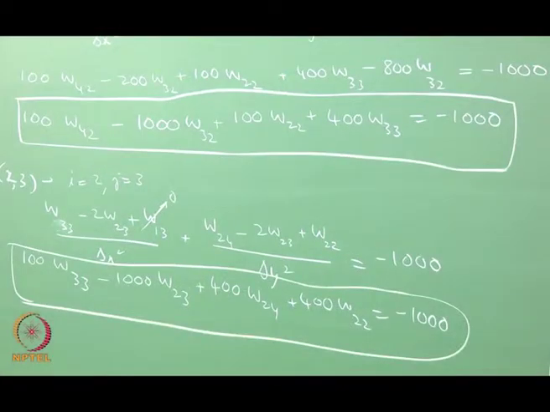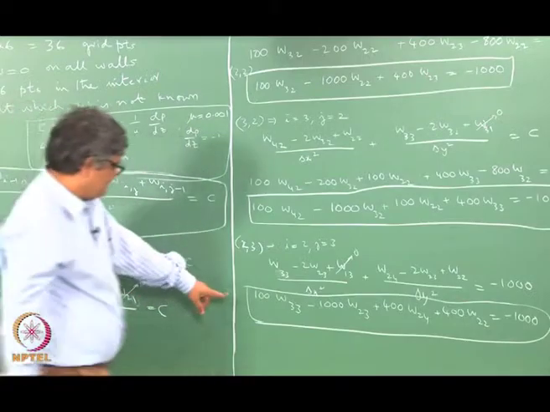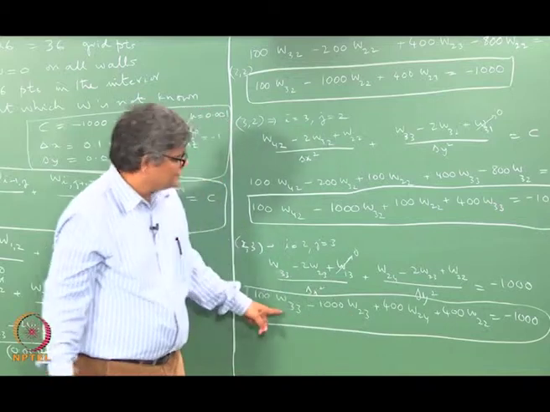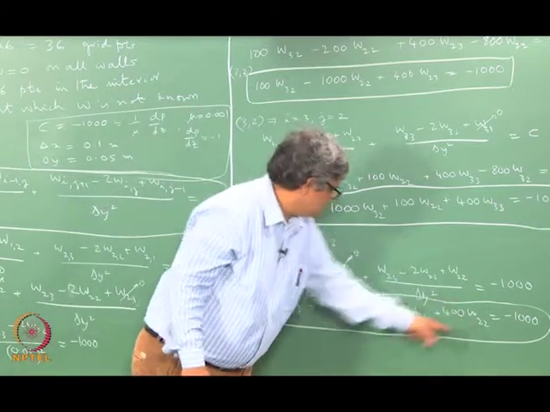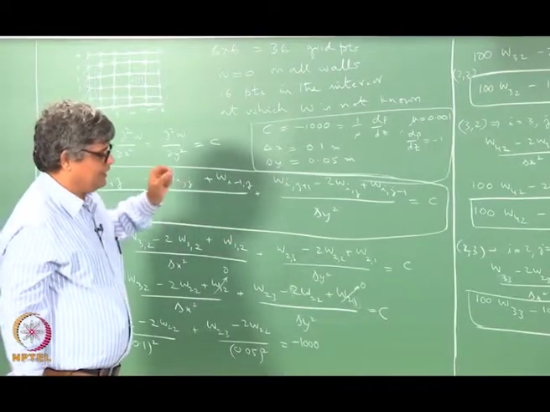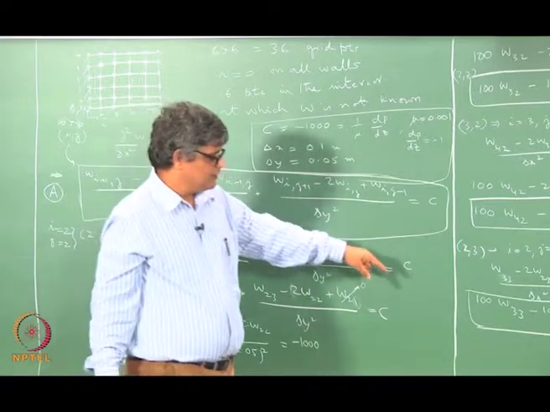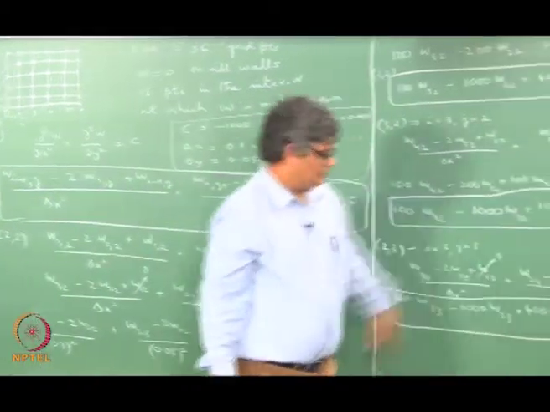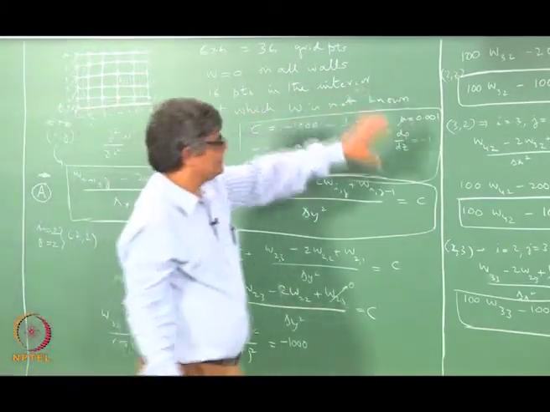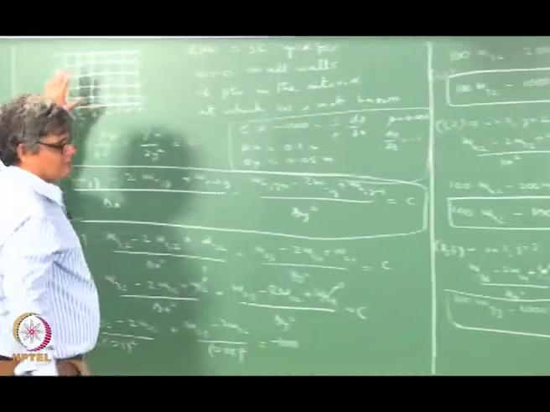So, this is one more equation, and this is the equation for 2,3, and this introduces 3,3, 2,4 and 2,2, which is already known. So, we can see that every time we write an equation we have new values. So, let us just try to map this out to see where we are.